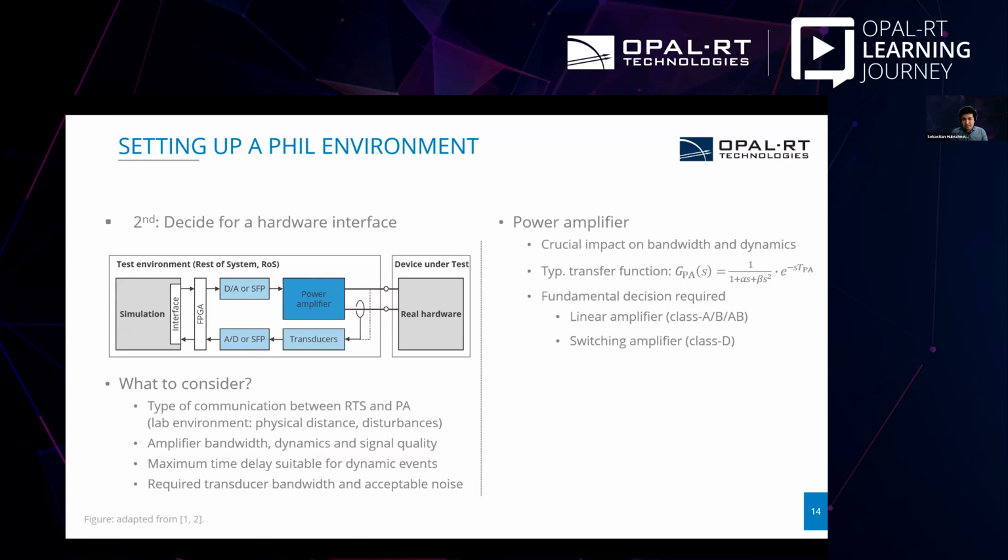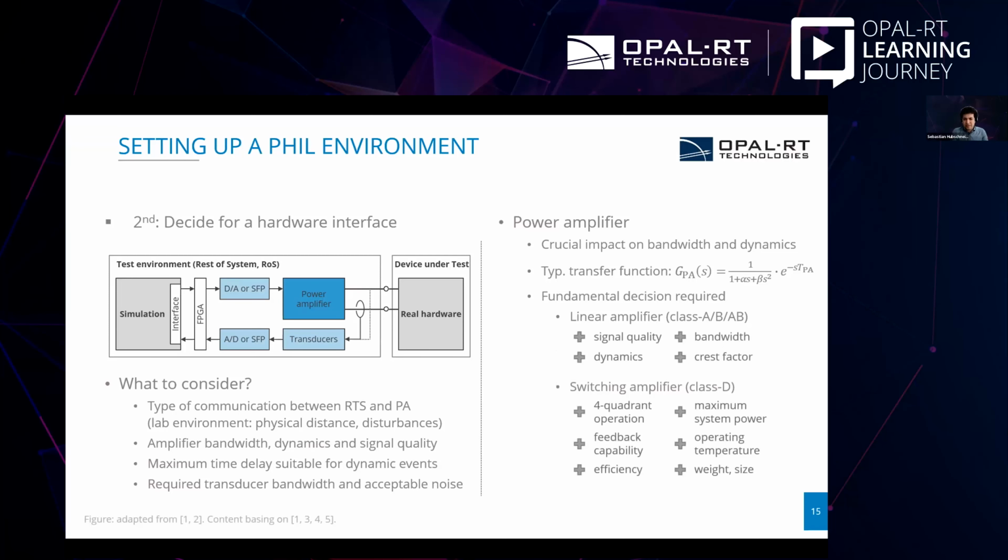As mentioned, it has a crucial impact on the bandwidth and dynamics of our PHIL setups, especially as the typical transfer function, which we can see given here, is the transfer function of a second order low pass filter. And for the power amplifiers, the fundamental decision is required between a linear amplifier and a switching amplifier, as they are quite different. Especially the linear amplifier has its advantages on the technical side, like a high signal quality, high dynamics, a very high bandwidth, whereas the switching amplifier has its advantages on the economical side.